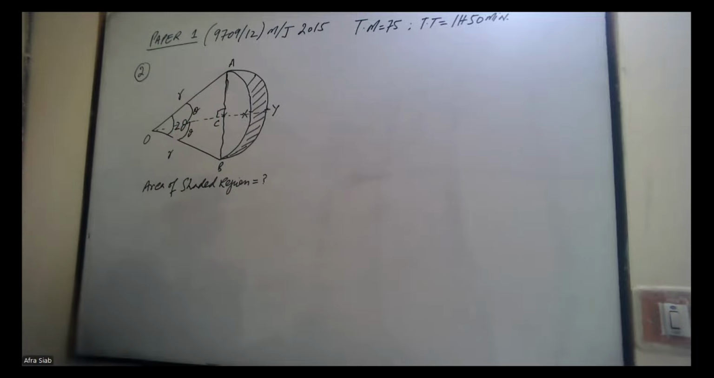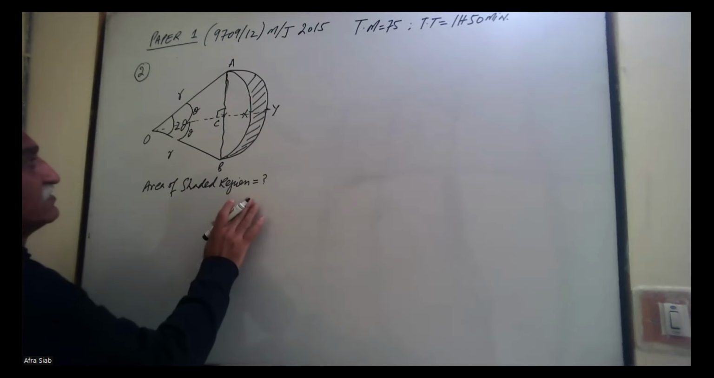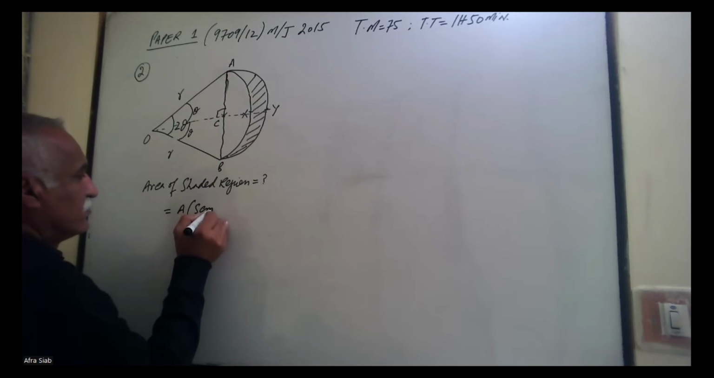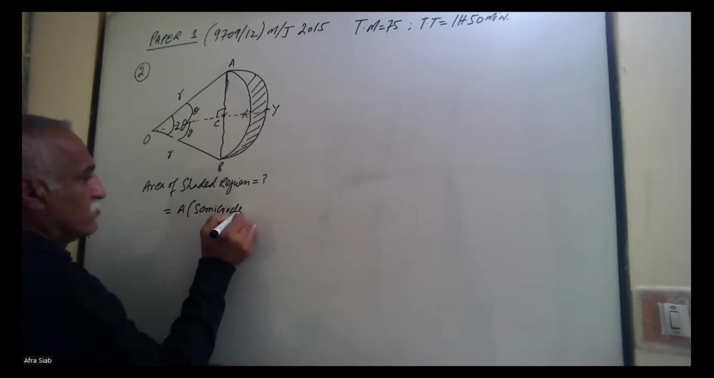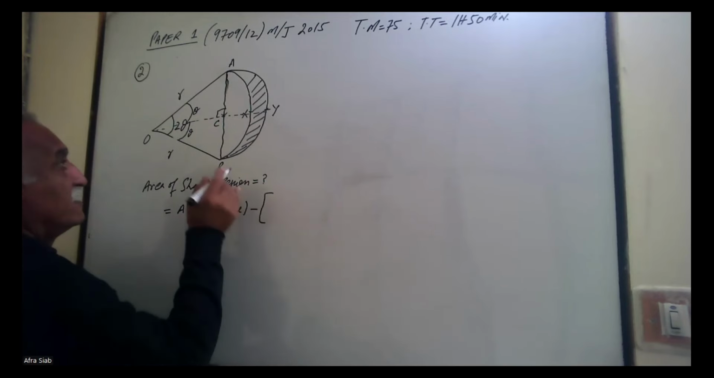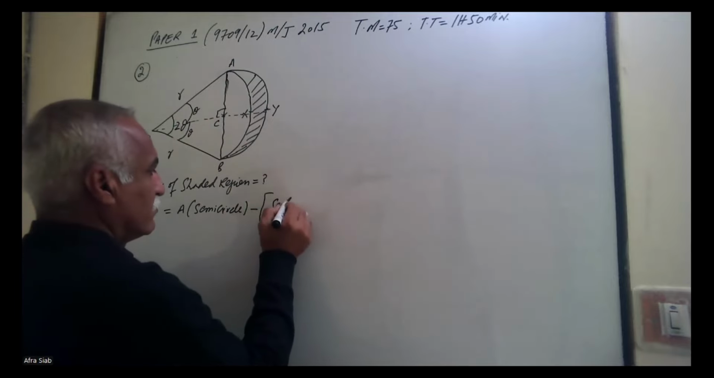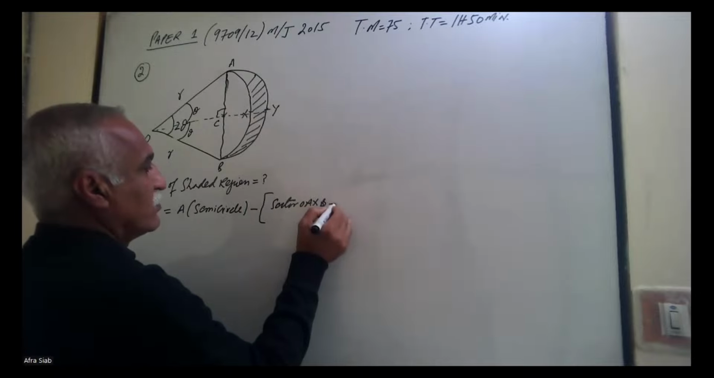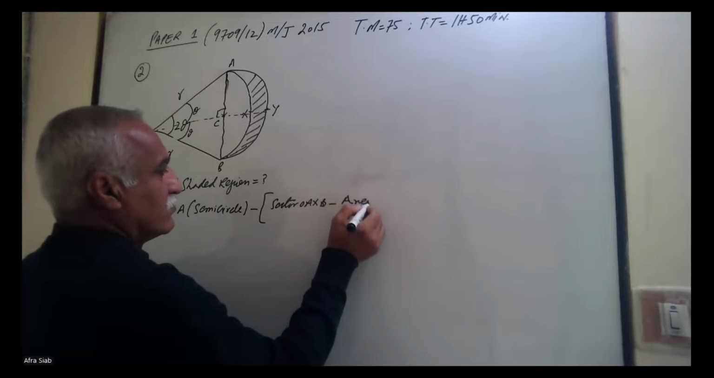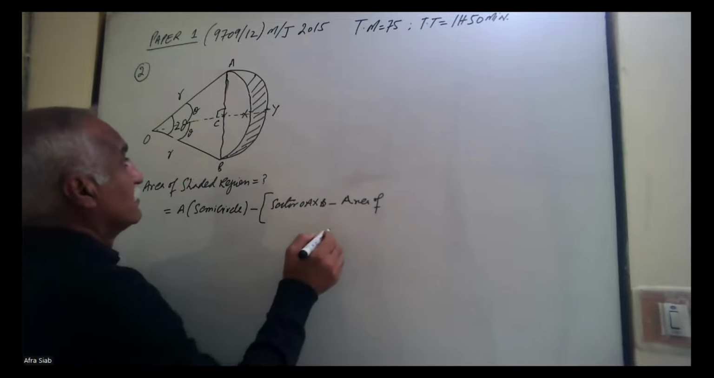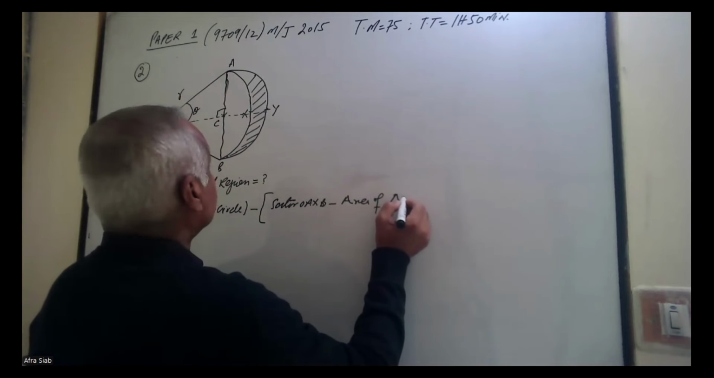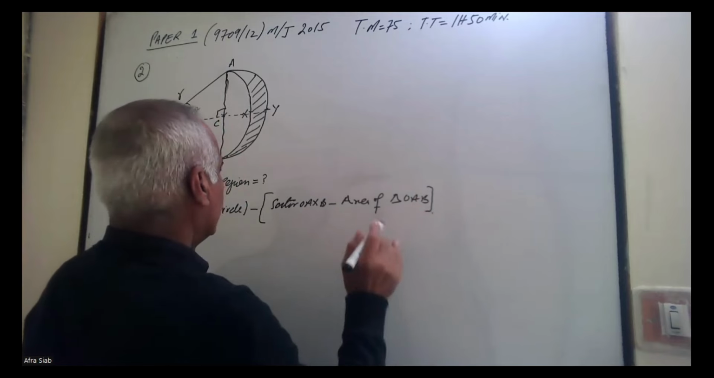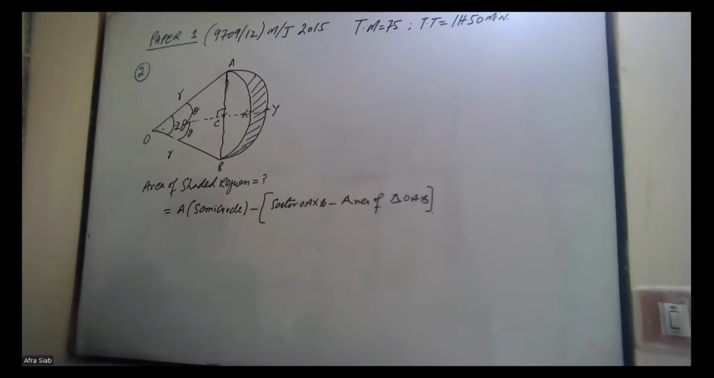So basically, if we calculate the area of this shaded region, then it is the area of this semicircle minus the area of this sector, which is OAXB, minus the area of the triangle OAB. So this is our required area of the shaded region.